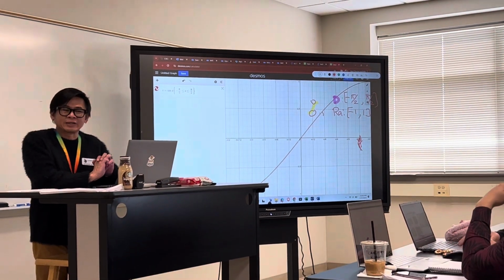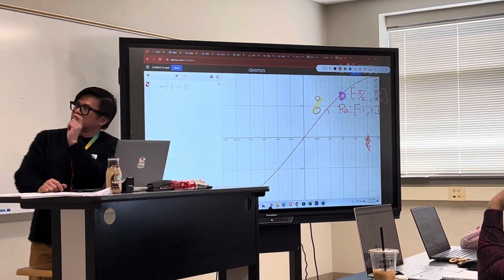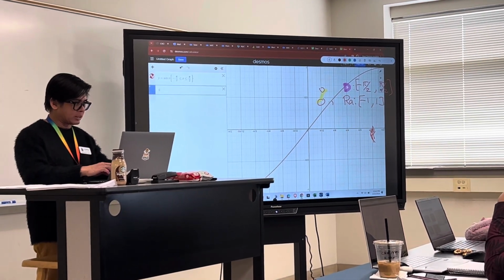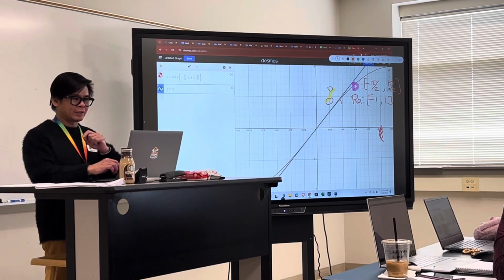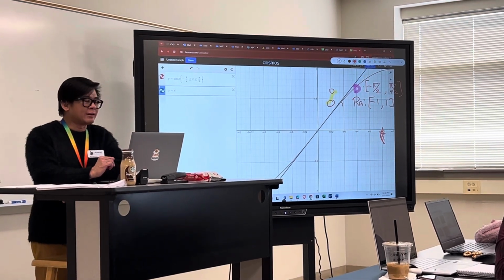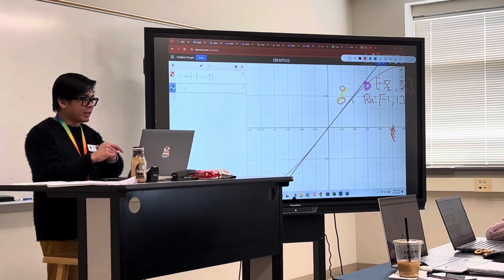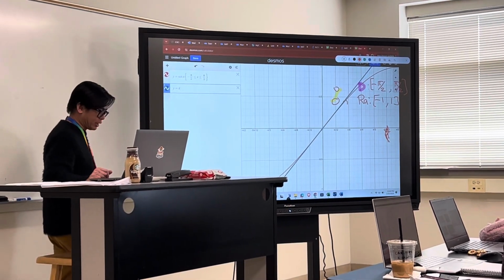Good? Now, we said in there what? Typically, we draw a y equals x line. So let's draw that one in here. Y is equal to x. Okay, so you see that line. And then after that one, what we're going to do? We're gonna draw a line symmetric to this y equals x line, right?